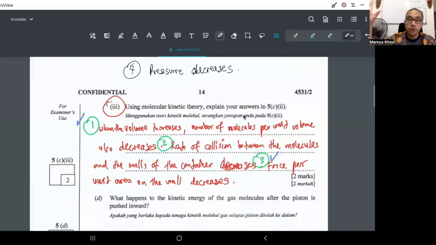You give the molecules more space to move, so the force per unit area will decrease. Sebab itu yang berkaitan dengan pressure. Okay, that is the one that is actually related to pressure.